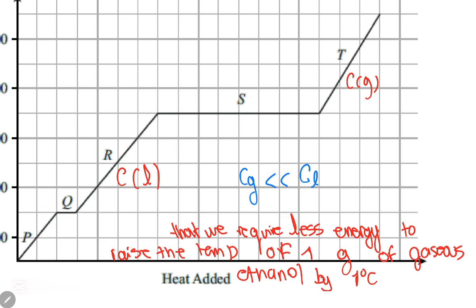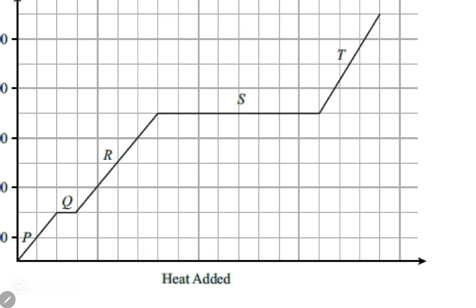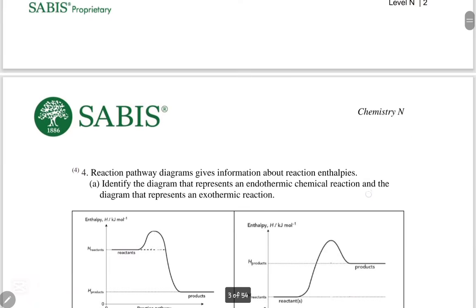So, how are we going to explain this? In the exam, you start by saying the specific heat capacity of ethanol as a gas is less than the specific heat capacity of ethanol as a liquid. That means we require less energy to raise the temperature of 1 gram of gaseous ethanol by 1 degree Celsius than needed for liquid ethanol. And that's it for this question. We finished question number 3. We'll move on to question number 4.